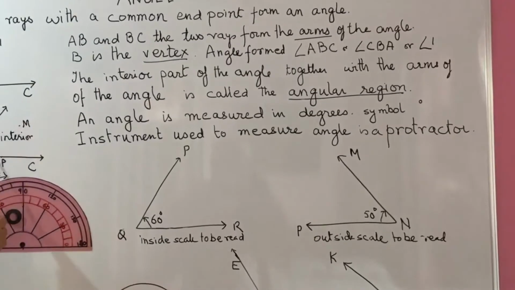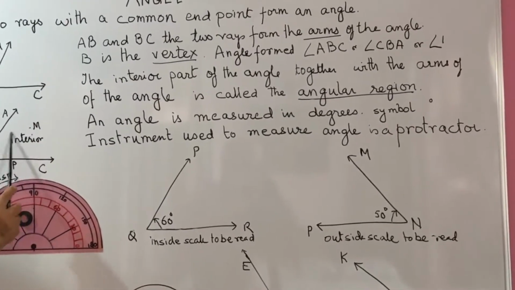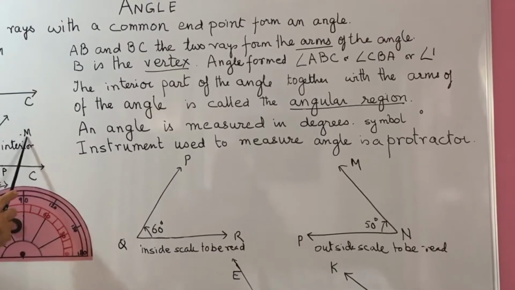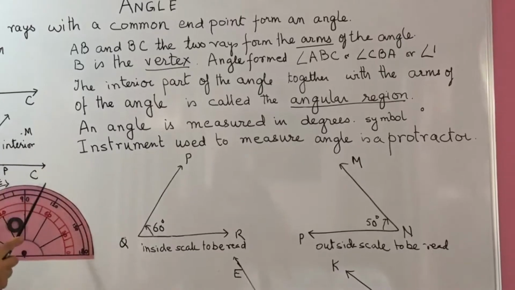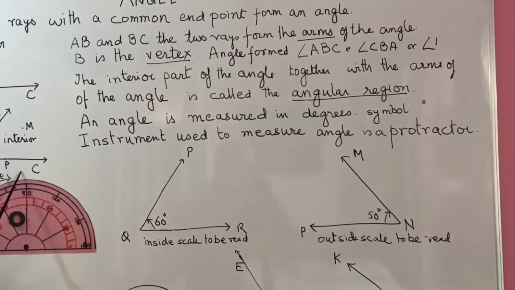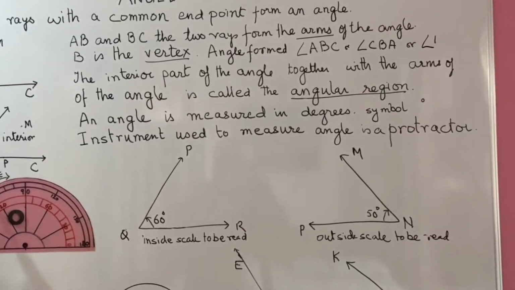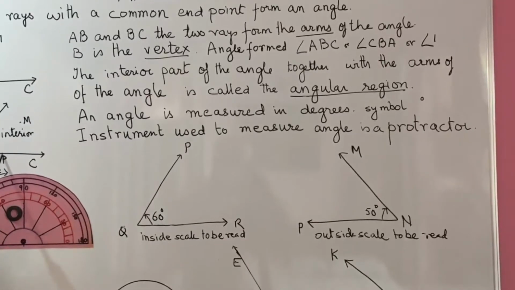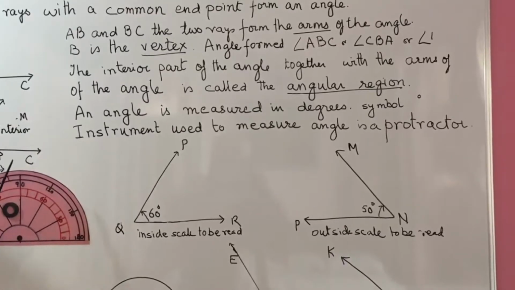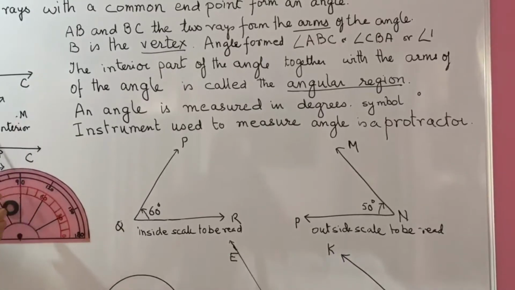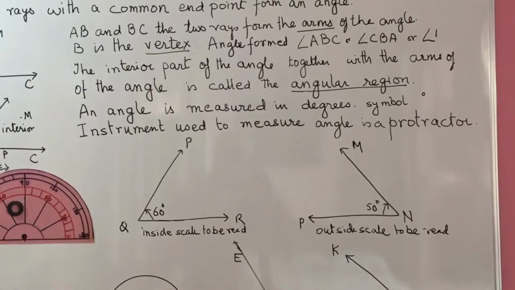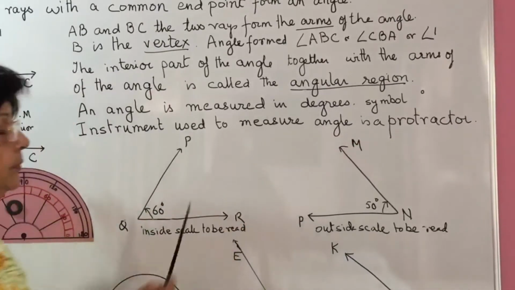Now the interior part of the angle is inside the two arms. A point M is in the interior of the angle. Now this part forms the exterior of the angle. N is a point on the exterior of the angle. P lies on the arm BC of the angle. So P is a point on the angle. Now the interior part and the two arms BA and BC form what is known as the angular region.